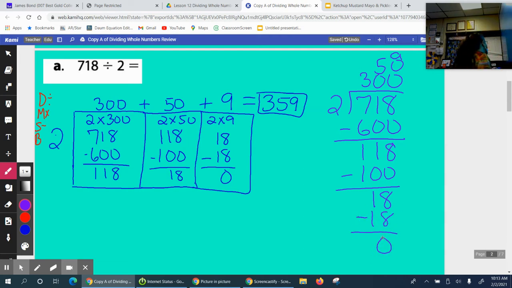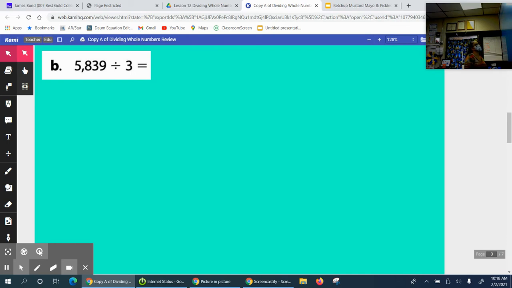Same thing. Please solve 5,839 divided by 3. Like I said before, tomorrow these types of problems will be true false on the test, so they will have an answer and you will have to solve them to figure out if they are true or false. Here we go. We're going to check this one using partial quotients. Yes, that's what you did this time, good. Okay. I did partial quotients too.